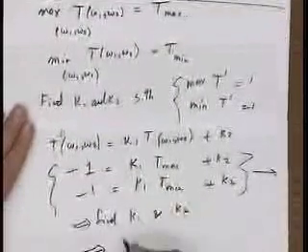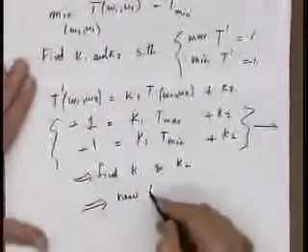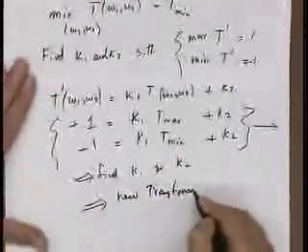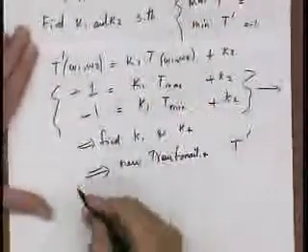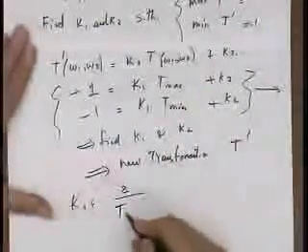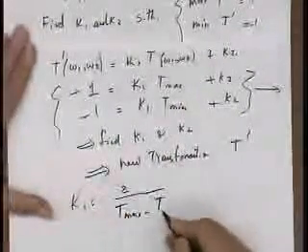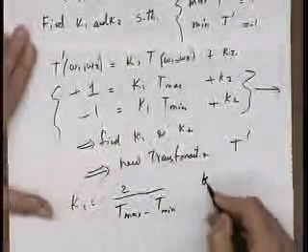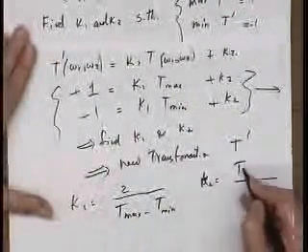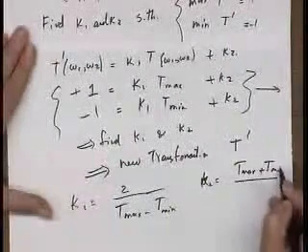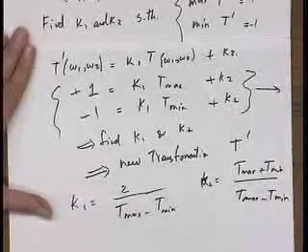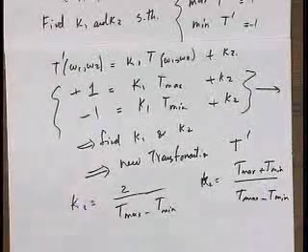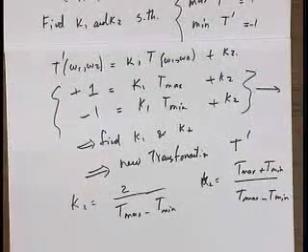And now it gives us a new transformation, t prime. Using this analytically, k1 ends up being 2 over t max minus t min, and k2 ends up being t max plus t min over t max minus t min. So that's our new transformation.